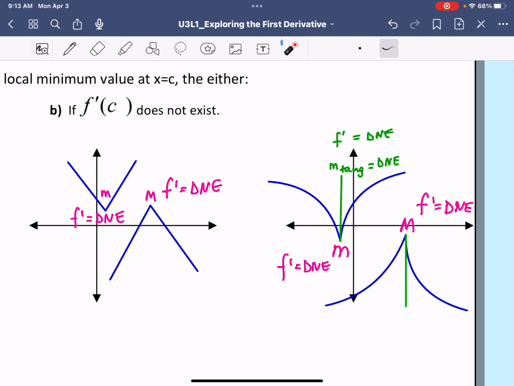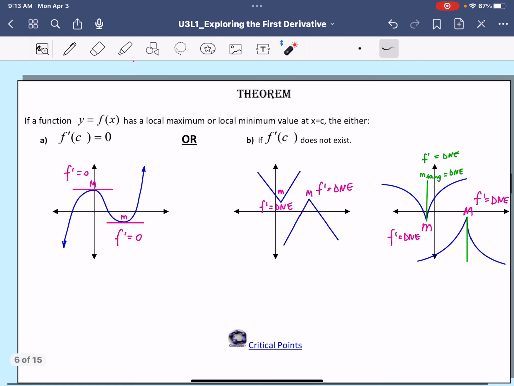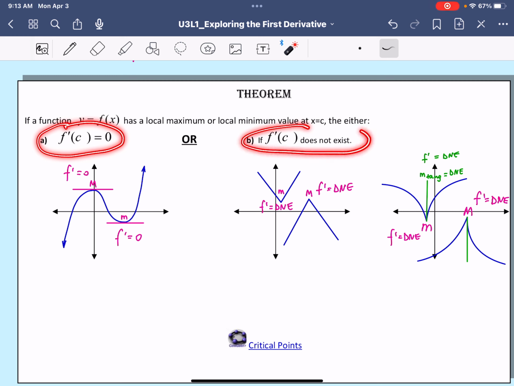So the derivative will be undefined as well. In a similar way, the derivative at the maximum here doesn't exist. So a function can reach a min or a max when either the derivative is 0 or the derivative doesn't exist. Now, if the derivative doesn't exist but the function reaches a min or max, we also have to emphasize that the function itself is defined at the min and max. However, the derivative isn't.